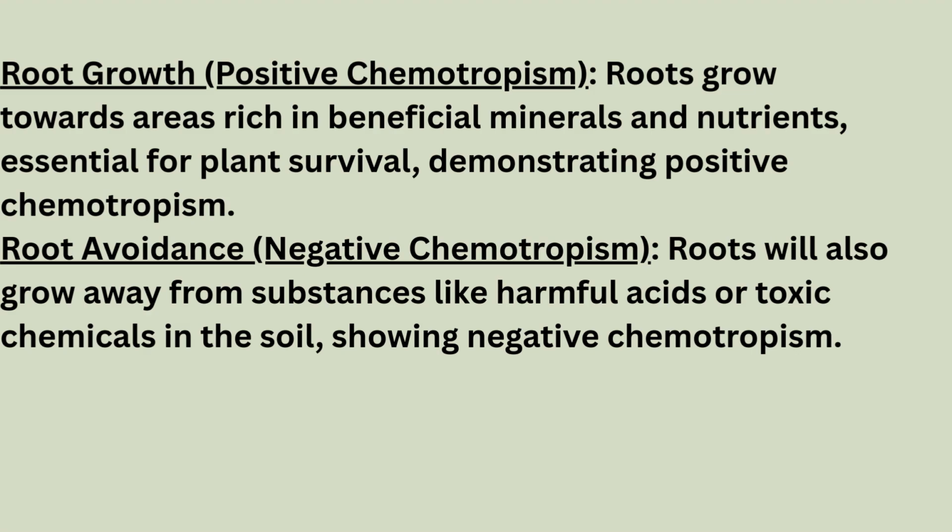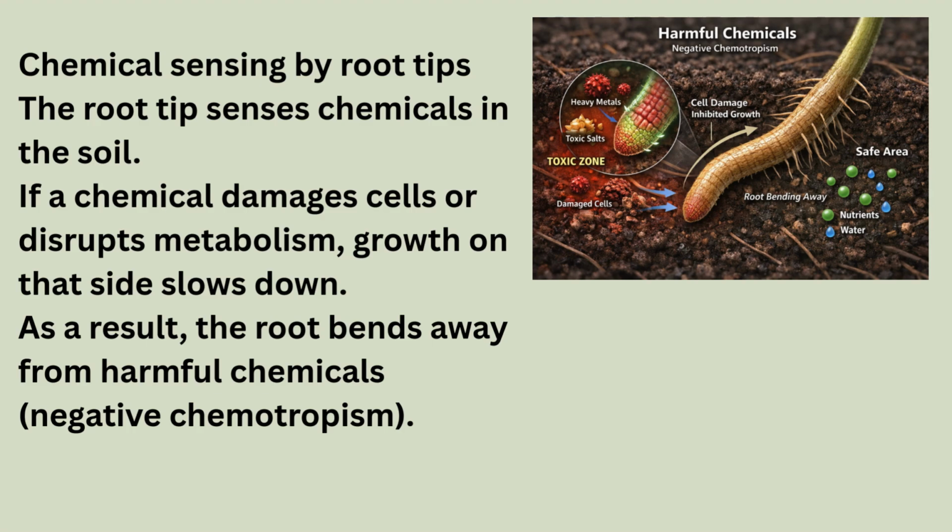The root also grows towards the areas which are rich in beneficial minerals and nutrients essential for plant survival, demonstrating positive chemotropism. And when the roots grow away from harmful substances like acids or toxins or heavy metals in the soil, they are demonstrating negative chemotropism. Chemical sensing by the root tips is present. If a chemical damages the cells or disrupts the metabolism, the growth on that side slows down. As a result, the root bends away from the harmful chemicals, showing negative chemotropism.